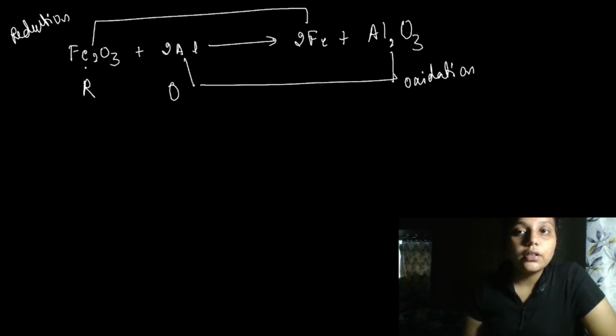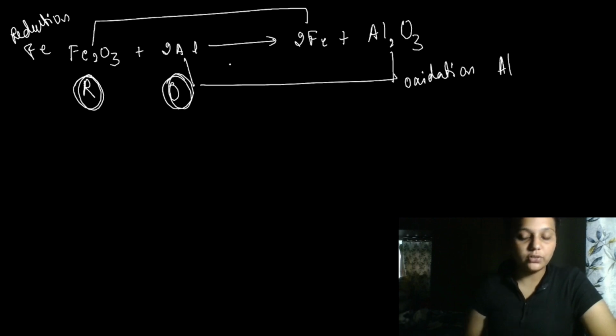So you just, in a very blind way, write what I'm writing. So what reduction is going on? Reduction of iron is going on. Reduction of iron, so oxidation of aluminium. Fine. So we have written this is undergoing reduction, and this is undergoing oxidation.